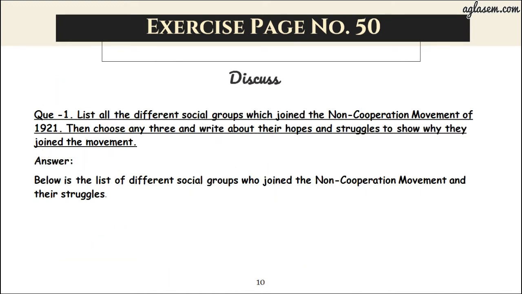And here from the same page, page number 50, from the Discuss part, question number 1 says: list all the different social groups which joined the Non-Cooperation Movement of 1921. Then choose any 3 to write about their hopes and struggle to show why they joined the movement. So the answer is, below is the list of different social groups who joined the Non-Cooperation Movement and their struggle. So let's move to the list.